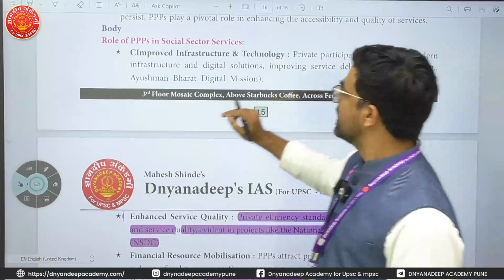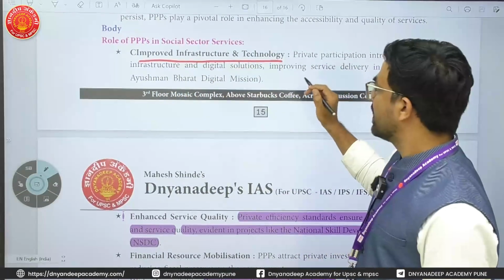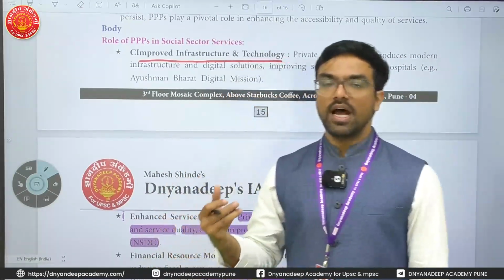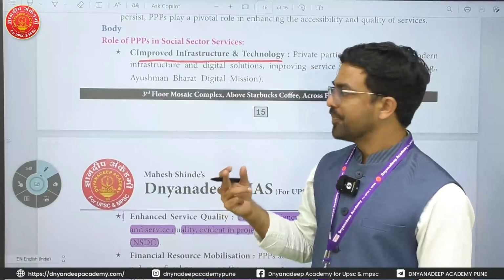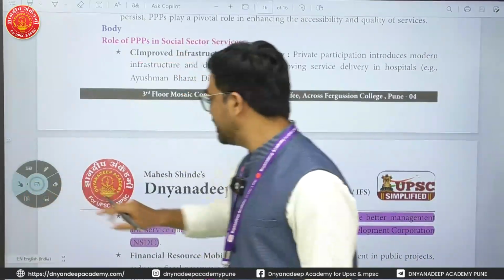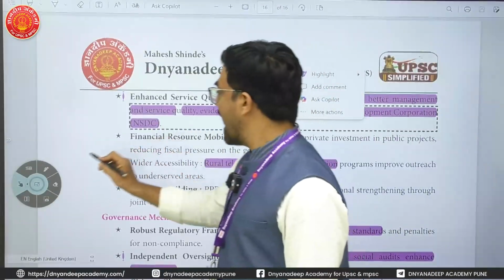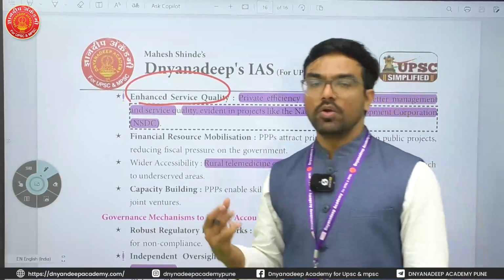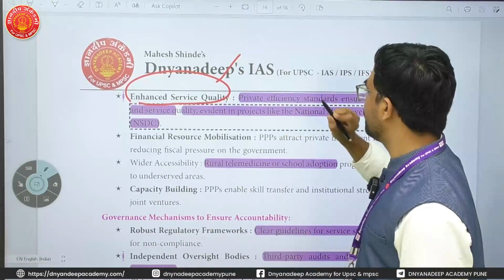So, the role of PPPs in social sector services, right? They have improved infrastructure and technology. We have seen that under the Ayushman Bharat mission, district hospitals and secondary and tertiary care hospitals are being upgraded with the help of PPPs, right? So there has been improved infrastructure and technology access in public service delivery. Second, public-private partnership has resulted in enhanced service quality, because PPPs have good resources and technical superiority. That's why it is resulting in enhanced service delivery.